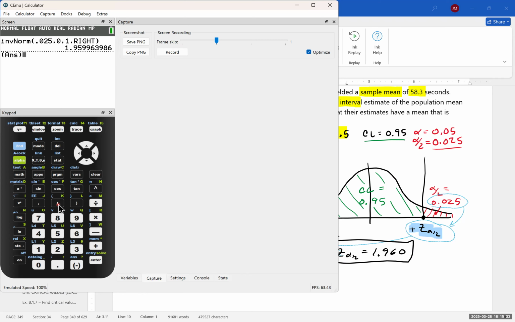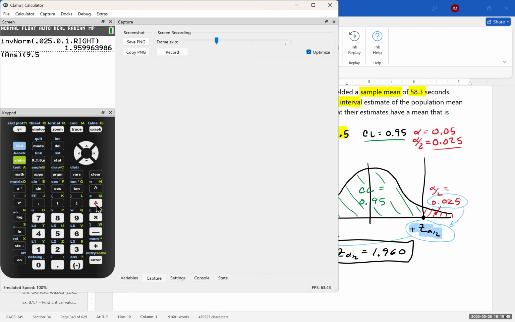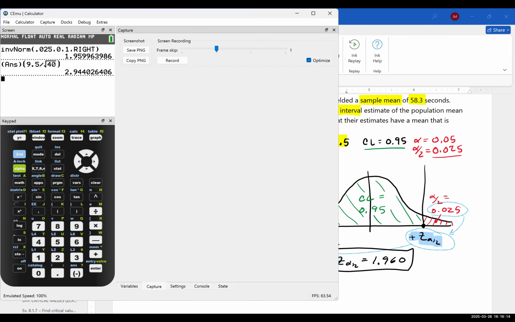And then I think I can just put left parentheses. And then I'm going to put 9.5 divided by the square root of 40. And notice that the cursor is inside the square root. If I want to come outside of that to put my right parentheses, I need to hit the right arrow once. And you can see now the cursor is not underneath the square root symbol. And now I can hit right parentheses. That should give me an answer. There we go.